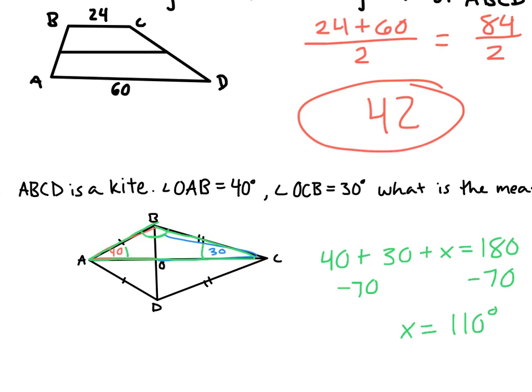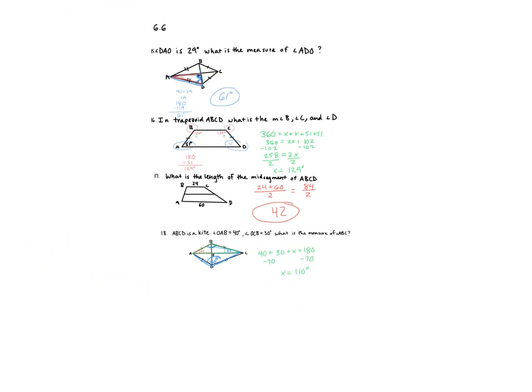How can we find the measure of ADC? Wouldn't it be the same thing? Same thing. This would also be 110. Because in a kite, we have exactly one pair of congruent angles, which is this one and this one. Any questions on this page?